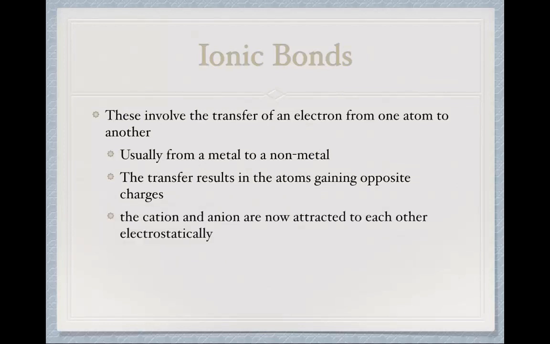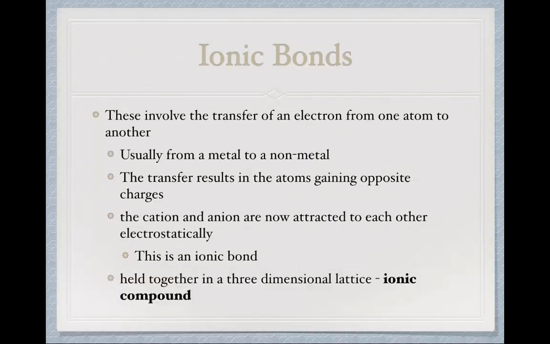So we have a cation and an anion, and they are attracted to each other through that electrostatic attraction, or through Coulomb's law. And this is what we call an ionic bond, that plus-minus electrostatic attraction. Now, if we have lots of cations and anions together, which we usually do, they're going to hold together in a three-dimensional lattice. It's not just a single cation and a single anion that are attracted to each other.